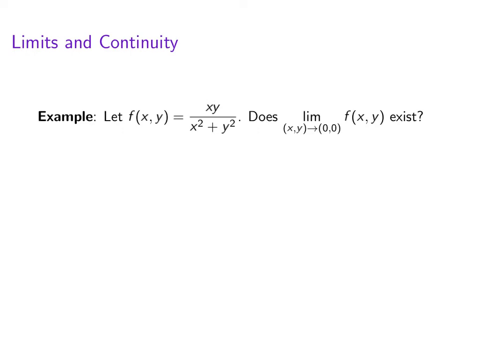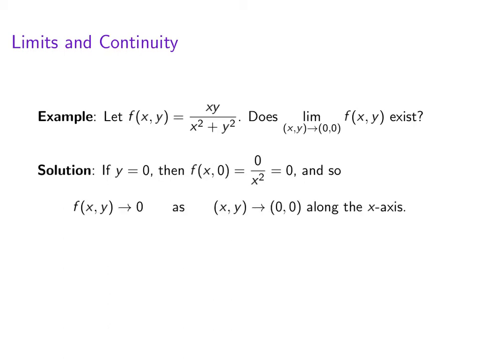Hello, calculus fans. Let's take the function f(x,y) = xy/(x² + y²), and let's ask if the limit of this function exists as (x,y) approaches (0,0). Let's approach along the x-axis where y is equal to 0. Then f(x,0) is equal to 0. So we'll say that as we approach along the x-axis, f approaches 0.